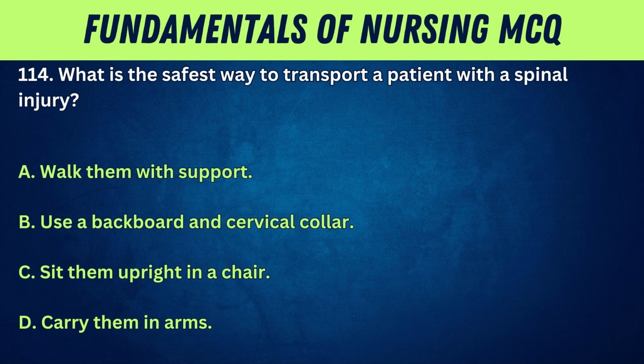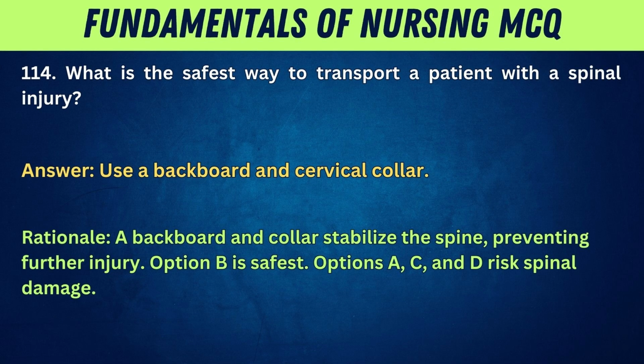114. What is the safest way to transport a patient with a spinal injury? A. Walk them with support. B. Use a backboard and cervical collar. C. Sit them upright in a chair. D. Carry them in arms. Answer: use a backboard and cervical collar. Rationale: a backboard and collar stabilize the spine, preventing further injury. Option B is safest. Options A, C, and D risk spinal damage.